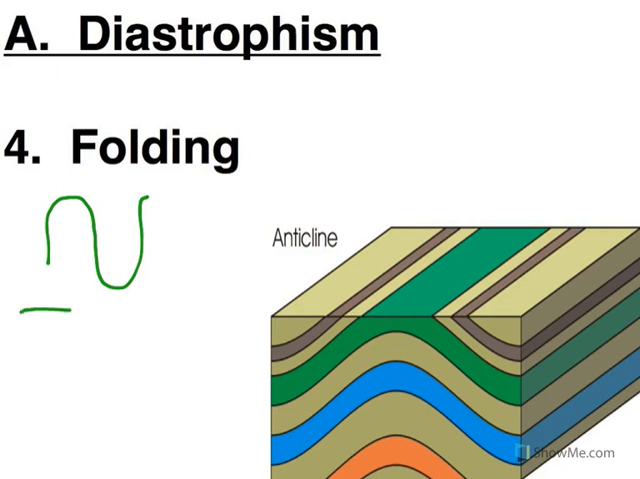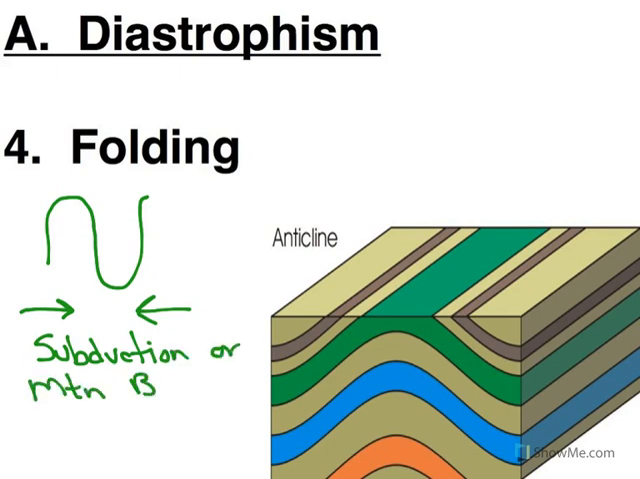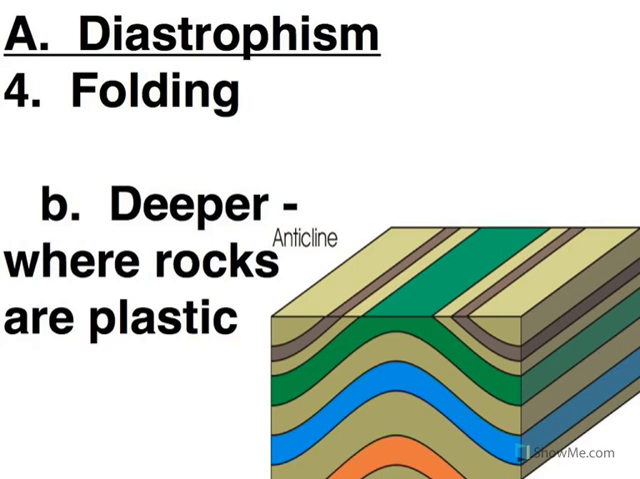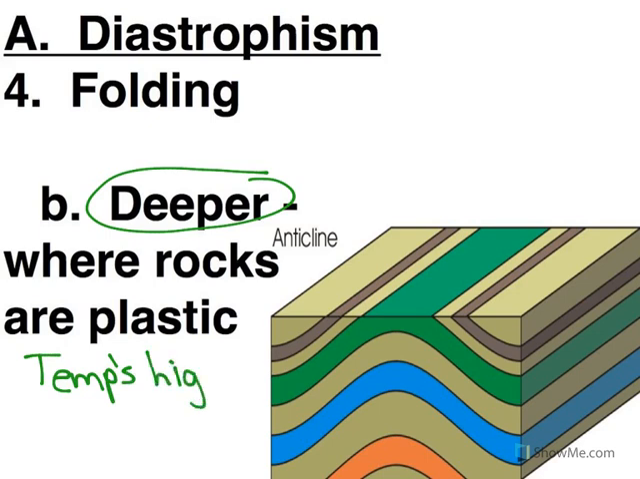Typically, this is going to be when you have compression, which means we're looking at either subduction or mountain building. And so, because it stays bent, we are dealing with plastic deformation. And because the rocks are plastic, we know that we are dealing with effects deeper, where the rocks are going to be more plastic, where the temperatures are higher to create this plastic consistency.